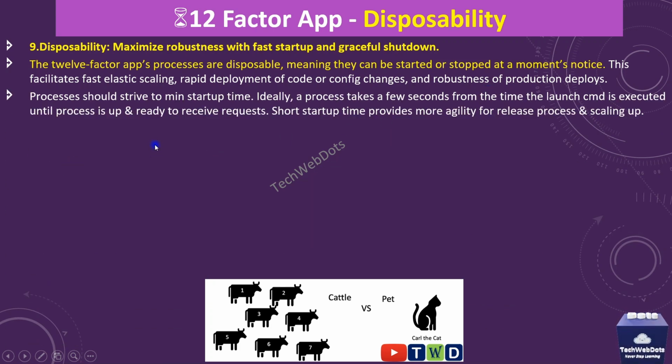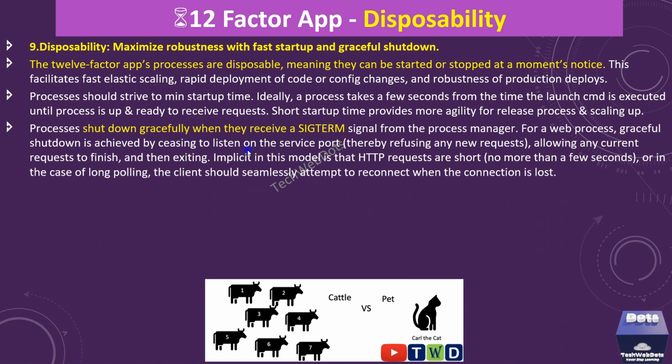Processes should strive for minimum startup time. Ideally, a process takes a few seconds from the time the launch command is executed until the process is up and ready to receive requests. Short startup time provides more agility for the release process and scaling up. The process shuts down gracefully when it receives a TERM signal from the process manager.